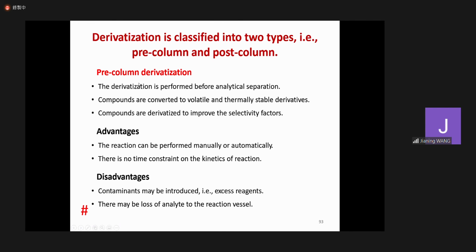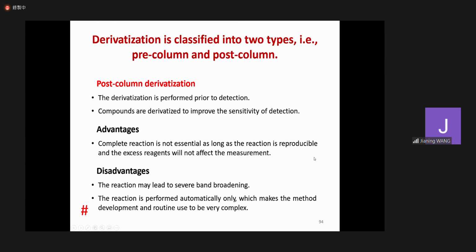Usually we do the pre-column, as I said before, where we derivatize before introducing the sample to GC. Actually there are also post-column methods, but generally we just apply some photon chemistry, for example using UV to change the sample state. This is not a widely used strategy, so mostly we use the pre-column strategy.